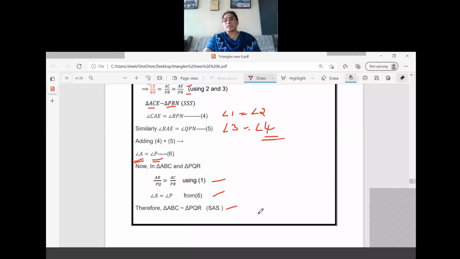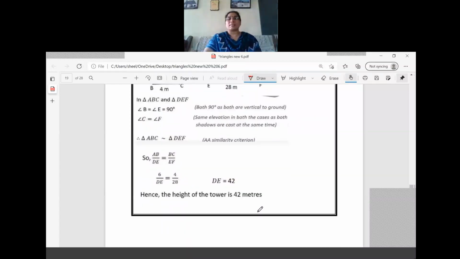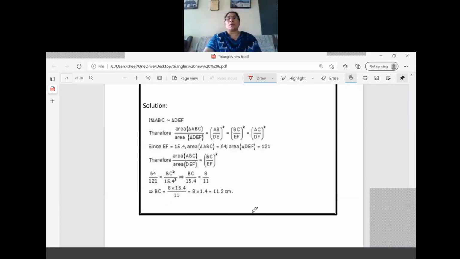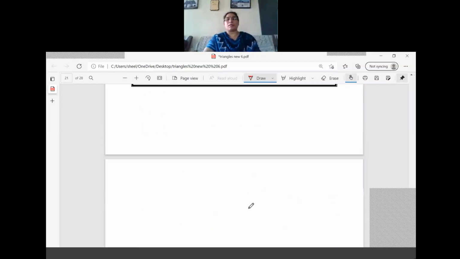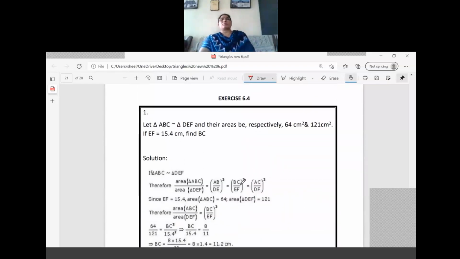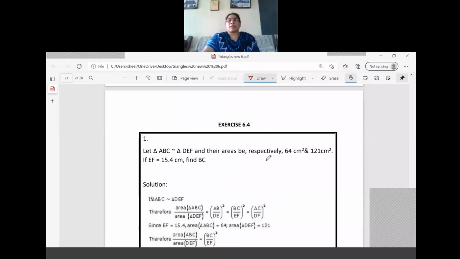Now I'll move on to the next exercise, that is exercise 6.4. Exercise 6.4 we require here. Triangle ABC is similar to triangle DEF and their areas are respectively 64 centimeter square and 121 centimeter square. EF equals 15.4, and find the BC only, right?